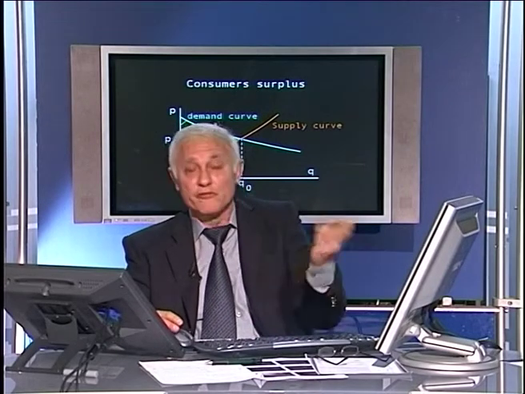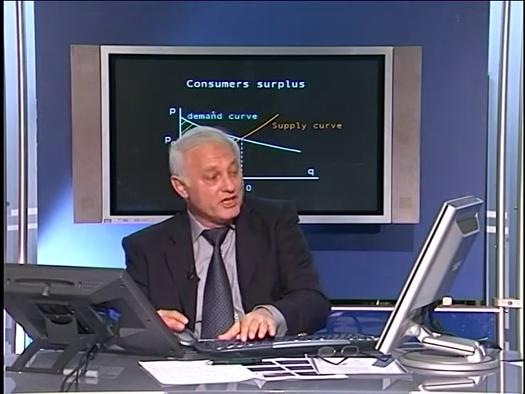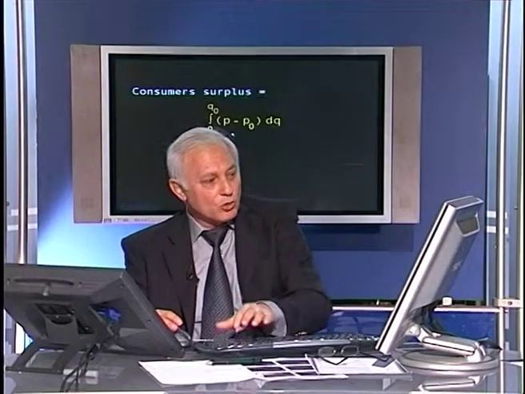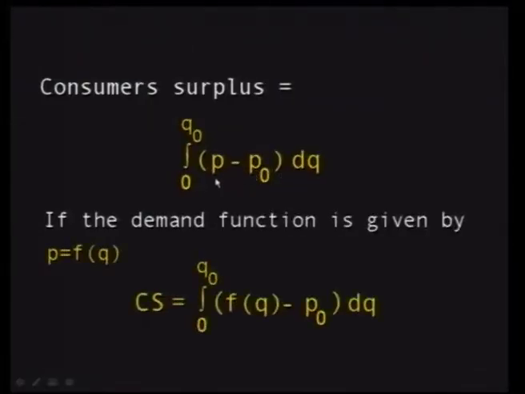So this is one application, for example, in economics of integration, because you wish to calculate this area, which is equal to the integral of P minus P naught from 0 to Q naught. You integrate this and you get the area, which is the consumer surplus.